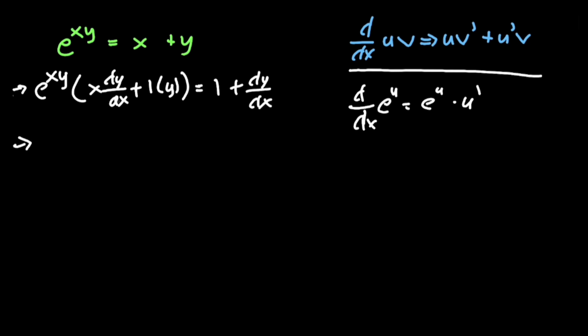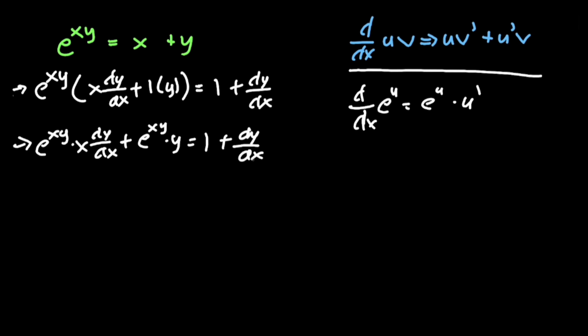Distribute e raised to the power of xy in this 2. So you will get e raised to the power of xy multiplied by x dy over dx plus e raised to the power of xy multiplied by y is equal to 1 plus dy over dx.